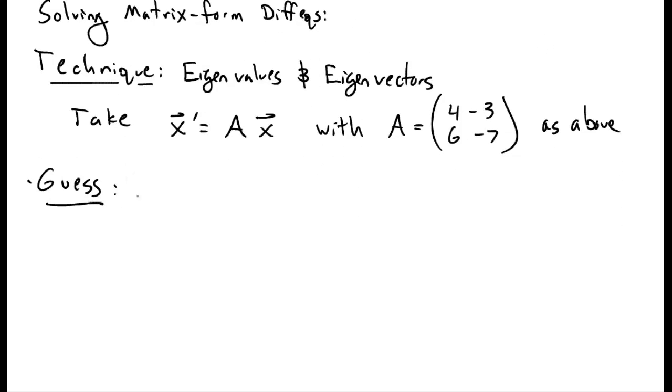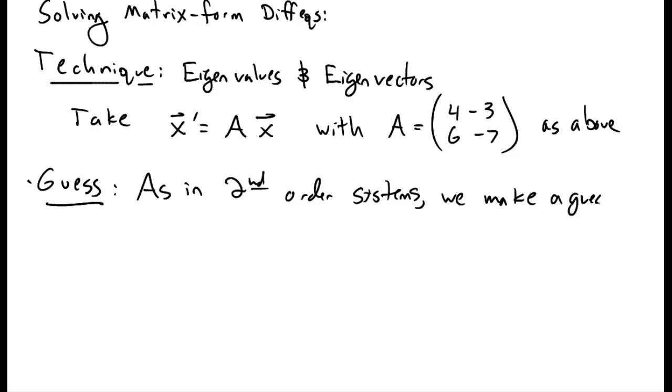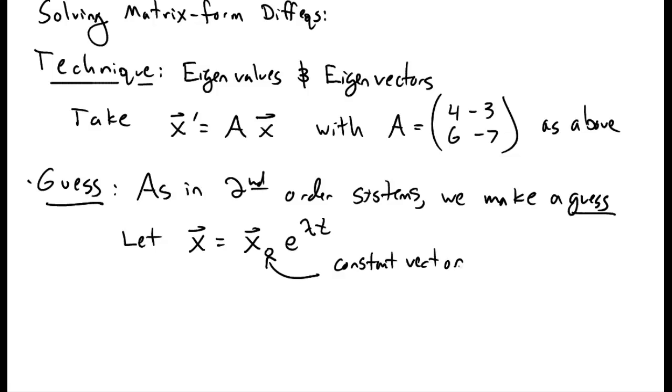One way to solve this is to make a guess. That's usually what we do in our second-order systems of differential equations. We make a good guess. So let's make the guess that x is equal to x naught, which is some constant vector, times e to the lambda t for some lambda. And as with second-order systems, what we need to do is figure out what lambda is.